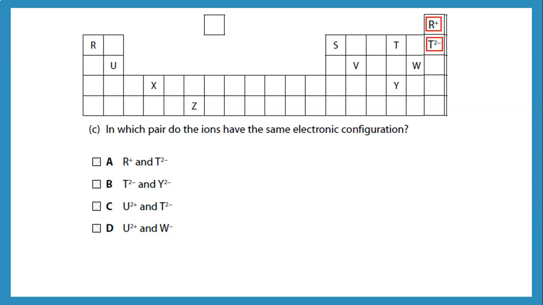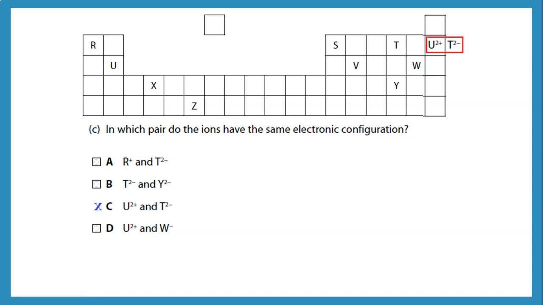What about T2 minus and Y2 minus? Where is T2 minus? We said T gains 2 electrons, it becomes like neon. Now, Y gains 2 electrons, that's not also the same electronic configuration. What about U plus and T2 minus? U plus. So these two have the same electron configuration, so that is actually my answer.